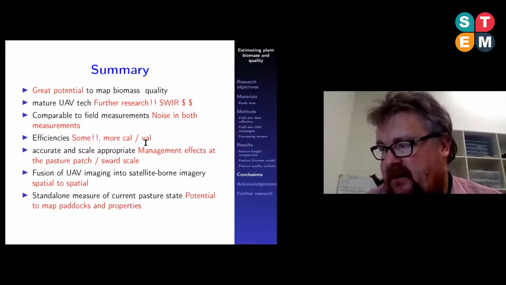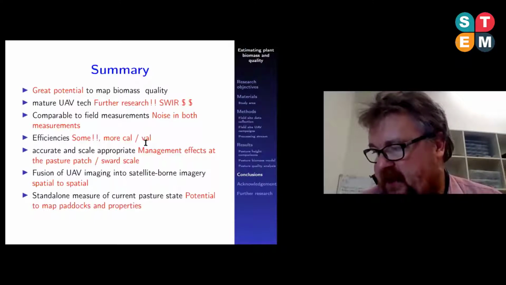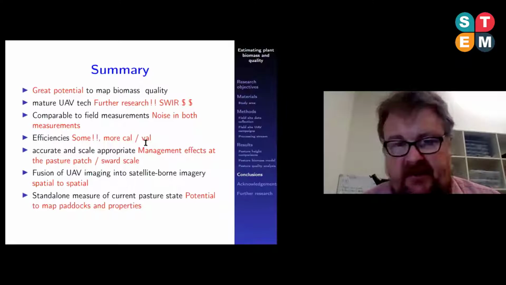This is a proof of concept and shows great potential. Further research and potential use of the shortwave infrared portion of the spectrum is recommended, but still a costly approach. Both field and UAV measurements are noisy and difficult to quantify precise error. More calibration and validation of both biomass and digestibility mapping is needed. However, management effects can potentially be seen at the pasture sort or patch scale, showing great potential for data fusion and as a standalone paddock or property scale mapping tool.